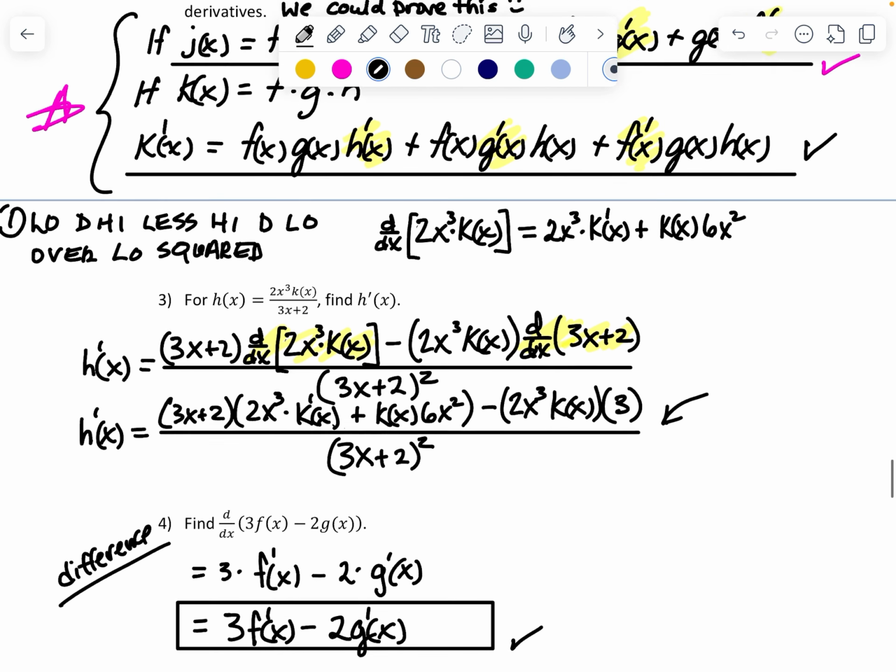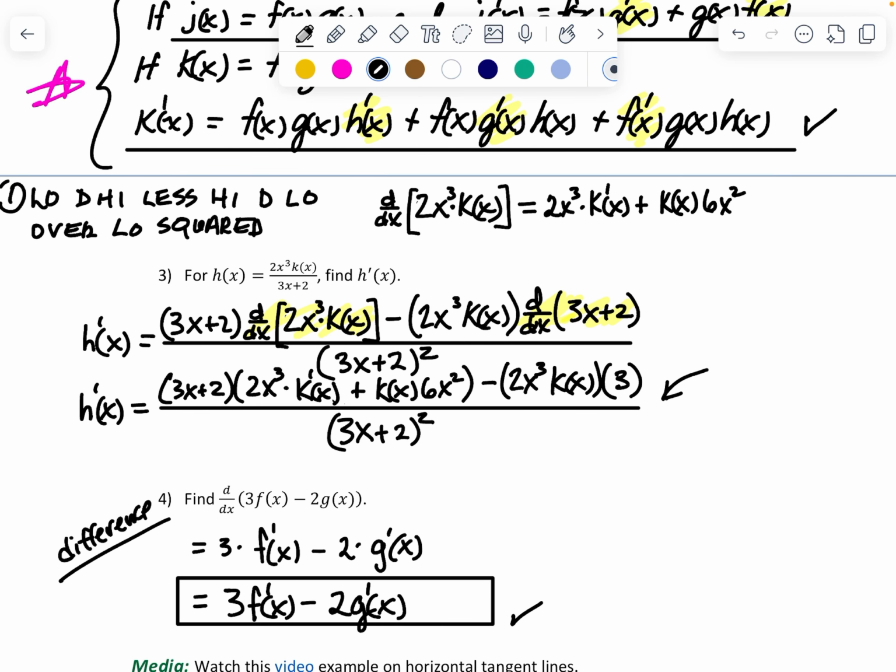Okay, and then we have an example here where you have my low D high rule. This is an example where if I have some kind of complications, I like to pull it out. You can see that I have this up here, the derivative of 2x cubed k of x. So I have a quotient rule, though.